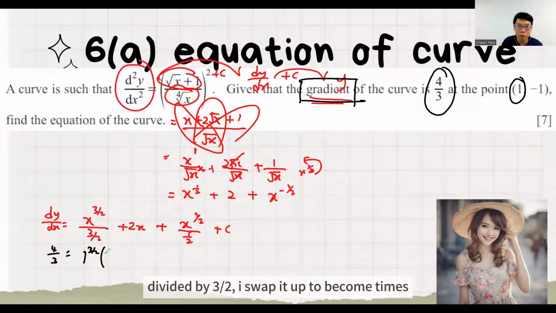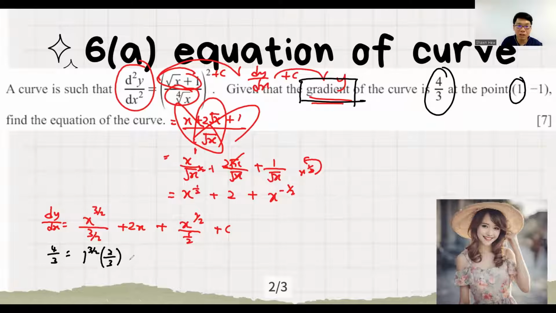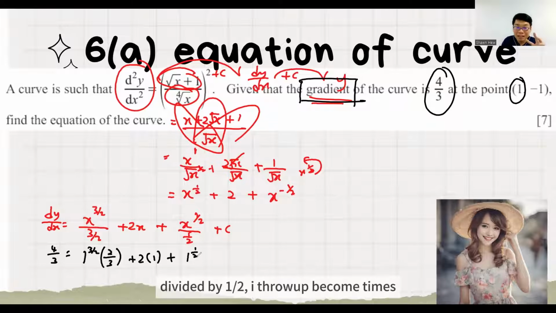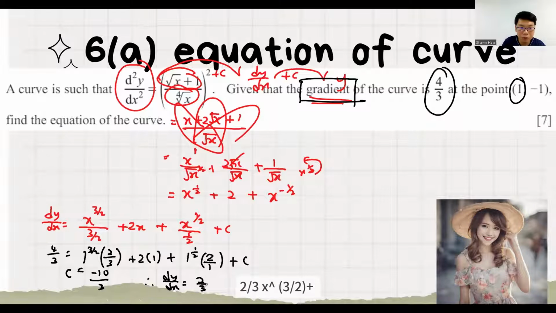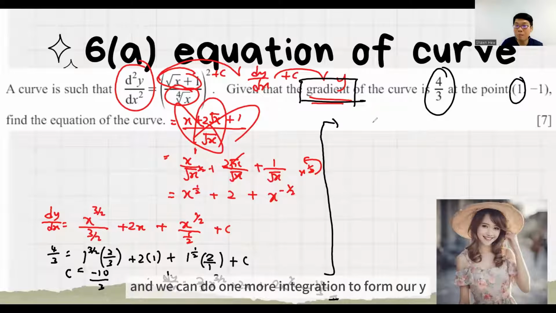Divided by 3 over 2, I swap it up to become times 2 over 3. Divided by half, I throw up to become times 2 over 1, plus c. c equals negative 10 over 3. So dy/dx equals 2 over 3 x power 3 over 2 plus 2x plus 2x power half minus 10 over 3. Then we can do one more integration to form our y.